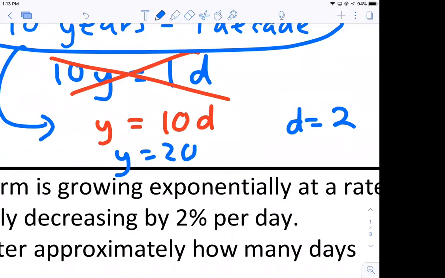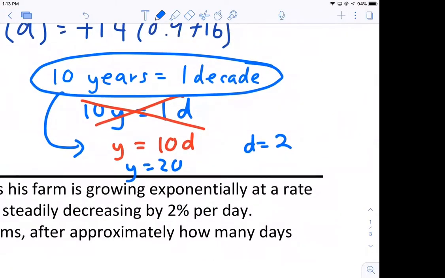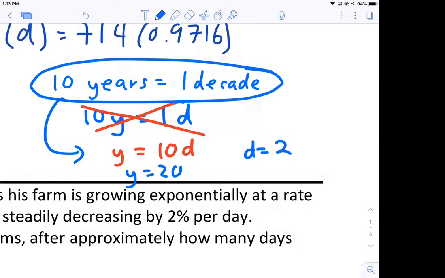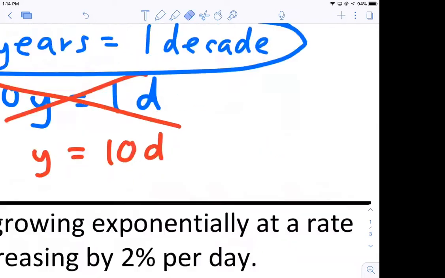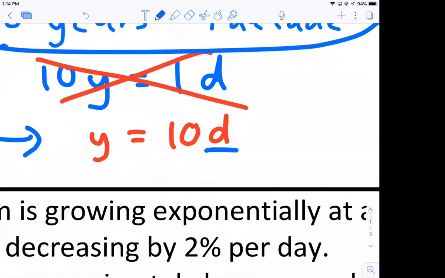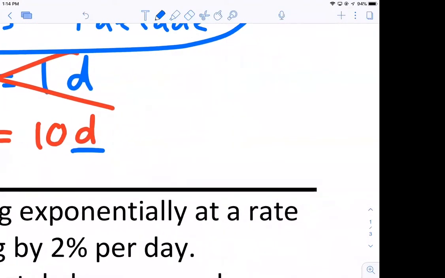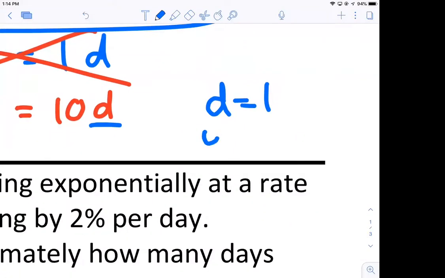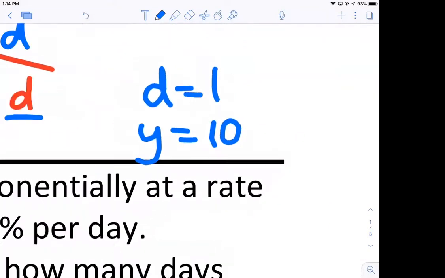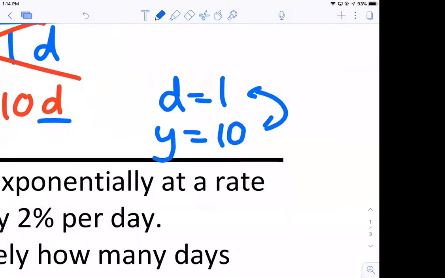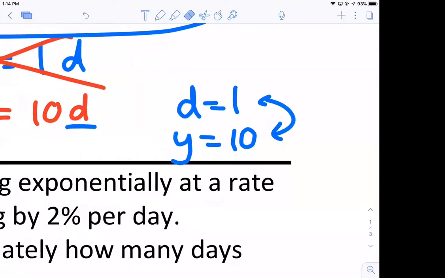Yes, this is the most confusing part of this lesson and the last lesson. But if 10 years is equal to 1 decade, then we can say y is equal to 10d. d is the number of decades, y is the number of years. So 1 decade, if d equals 1, then y equals 10. Would you guys agree this is true? 1 decade is 10 years. Yeah, I get it. So does it make more sense, Grace?